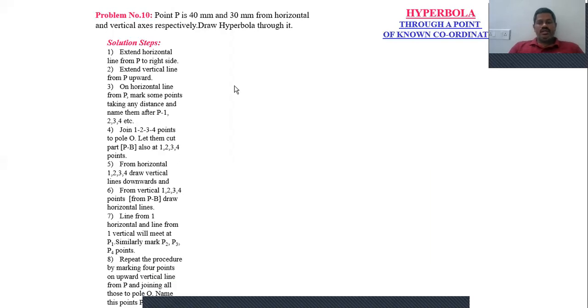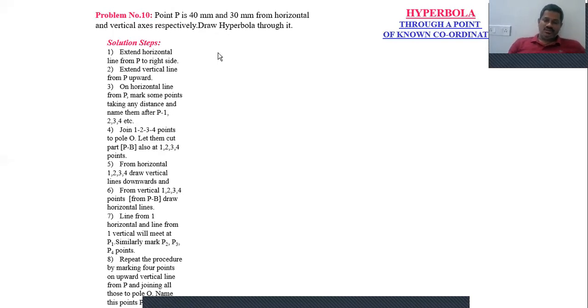Okay. So let me repeat this problem once again. Point P is 40 mm and 30 mm from the horizontal and vertical axis respectively. Draw the hyperbola through it.